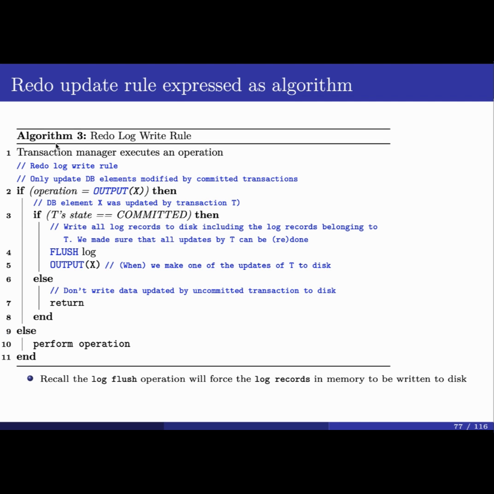Okay, so the simple thing, we start at the beginning here. I have the operation output X, for example. The transaction tried to modify the database element X here. I need to make sure first whether the transaction is committed. You are going to delay the output, or the modification of the database element in the disk, until you make sure that the transaction is completed, is committed, is done.